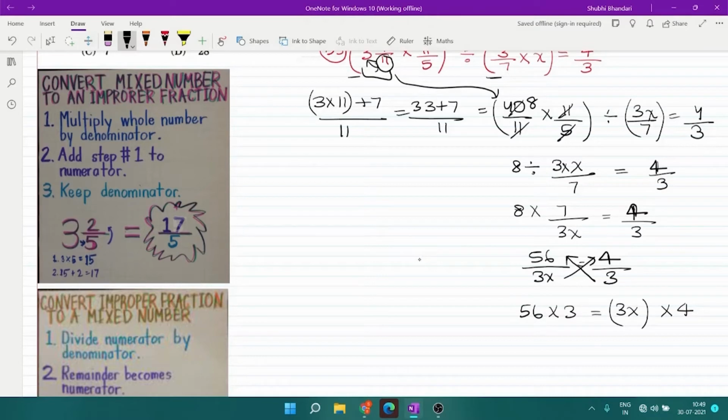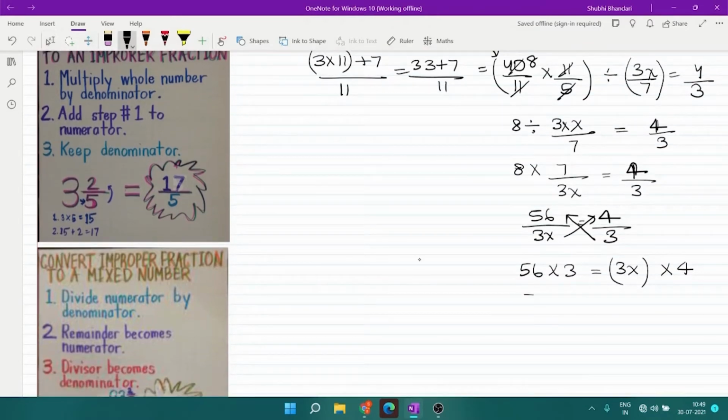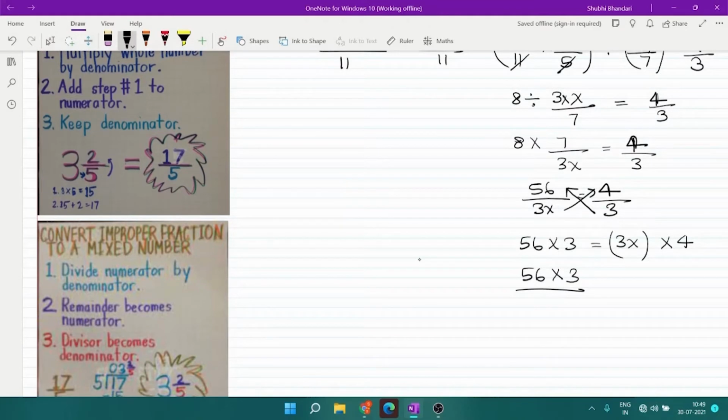And if we bring multiplication to the other side, it becomes division. So let us bring 3 and 4 to the other side, to the LHS. Then these multiplication terms become division. So we have to divide 56 into 3 by 3 into 4. Now these two get cancelled. 56 divided by 4 is 14. So x is equal to 14. So we found the value of x, which is x equal to 14.